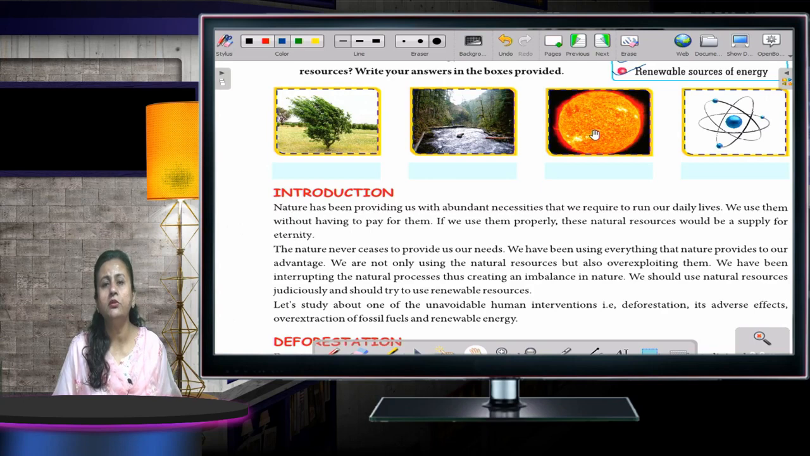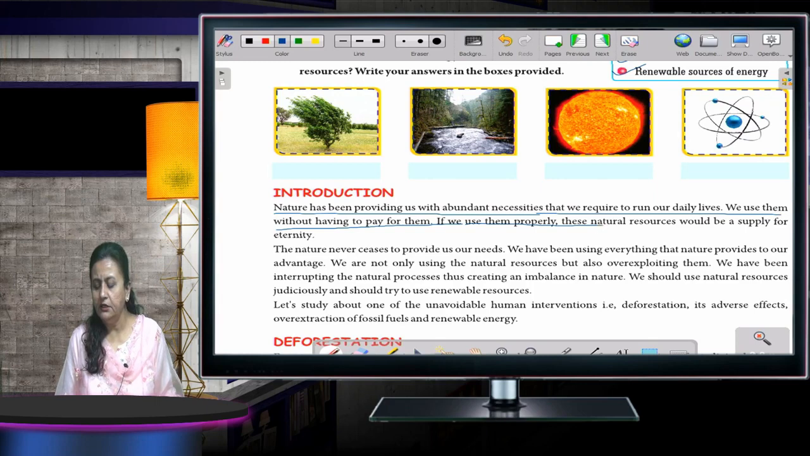Children, before it's too late, get up and decide. You will use all these resources which are provided by nature wisely, judiciously, so that you can enjoy them throughout your life. So let's start the chapter right now. Nature has been providing us with abundant necessities that we require to run our daily life. We use them without having to pay for them. If we use them properly, these natural resources could be a supply for eternity.